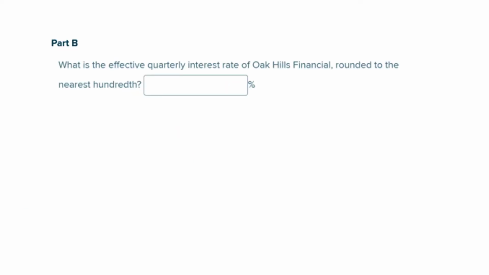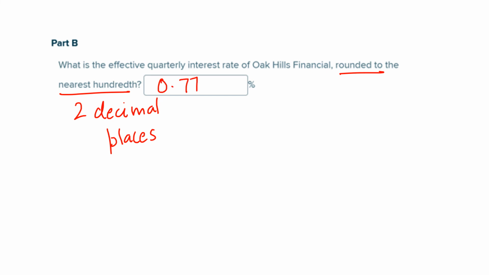Now we are going to do a similar comparison. So the part B we have already got. So round it off to the nearest hundredths, meaning 2 decimal places. So this is what we had actually done in part A. So we'll just round it off and give it as 0.77%. Now we will complete the table of values.